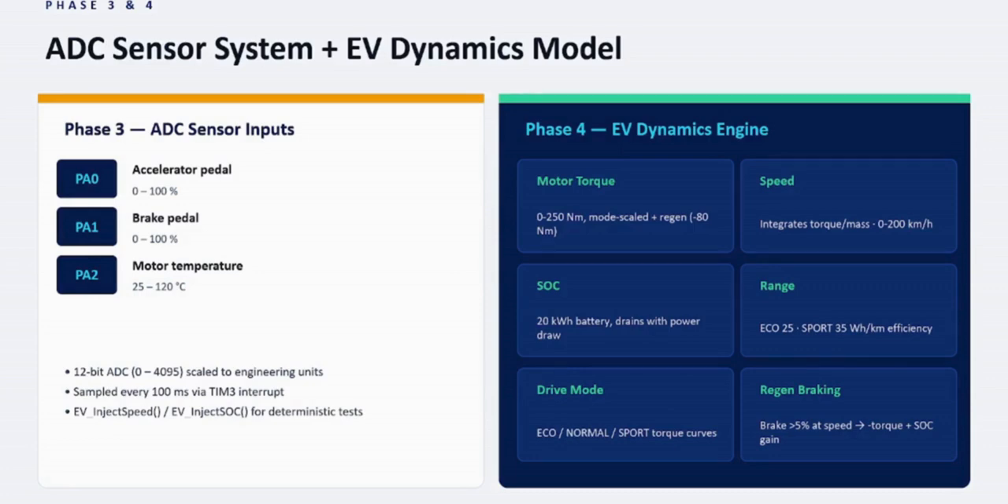The second part is the EV dynamic engine. Using accelerator and brake inputs, the system calculates motor torque. The torque ranges from 0 to 250 newton meters depending on the selected drive mode.